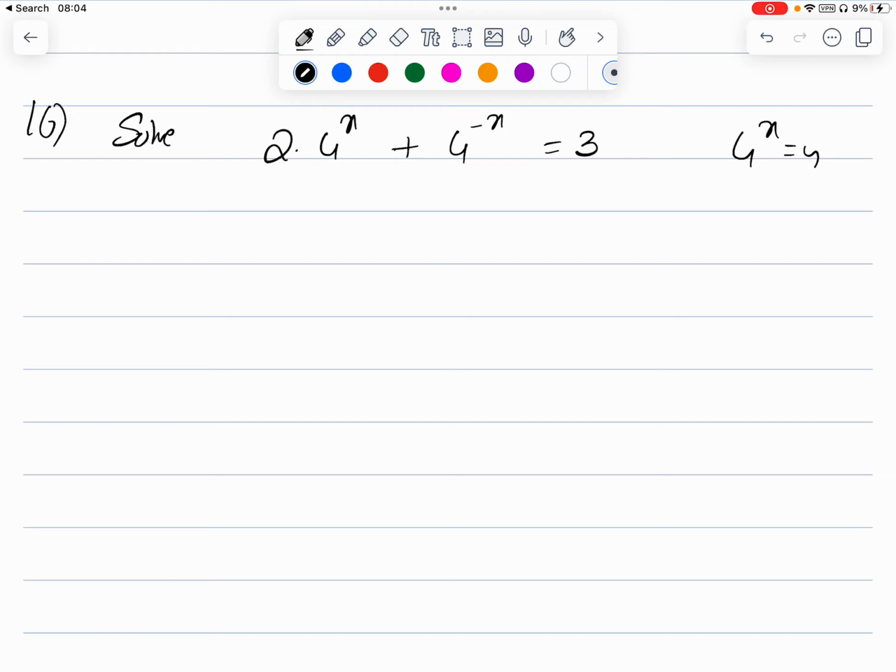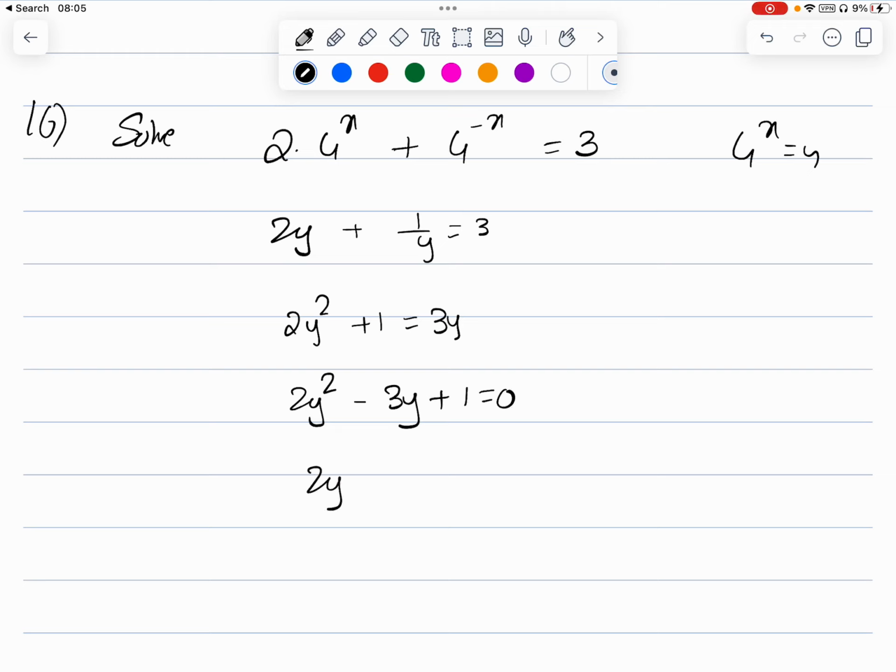So what does that become now? It becomes 2y plus 1 upon y equals 3. So it becomes a quadratic: 2y square plus 1 equals 3y. So it becomes 2y square minus 3y plus 1 equals 0. Factorize that one. It becomes (2y minus 1) times (y minus 1) equals 0. So what do I get as the values of y? y equals either 1 upon 2 or y equals 1.